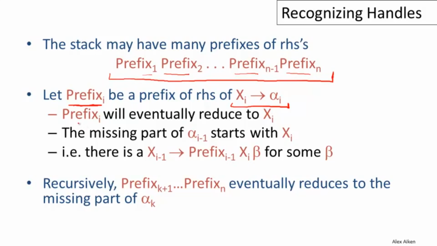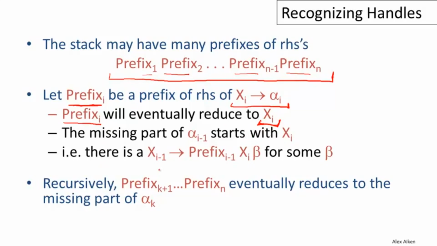And what that means is that that ith prefix on the stack will eventually reduce to the left-hand side of that production. So it'll eventually reduce to Xi in this case. And then that Xi has to be part of the missing suffix of the prefix that is below it on the stack. So if I look at the previous prefix, the one that's right below prefix i on the stack, then when I perform this reduction, that Xi needs to extend that prefix to be closer to a complete right-hand side of that particular production.